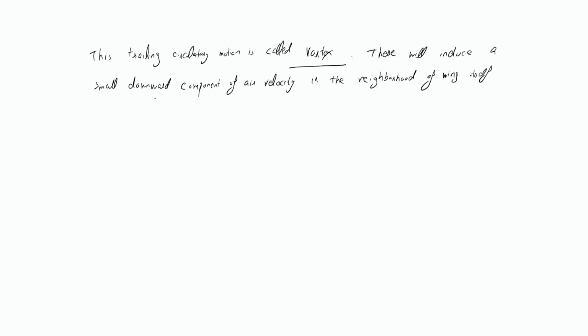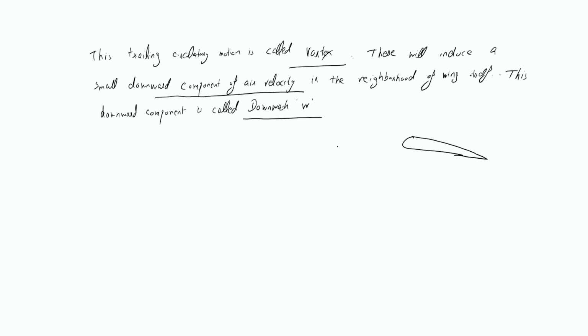Alright. So there we have a downward component of air velocity in the neighborhood of the wing itself. This downward component is called downwash. It is usually denoted by small w. Alright. So let me draw a figure again over here.